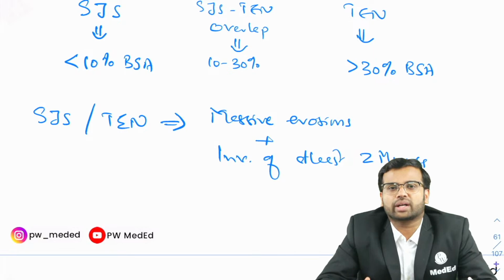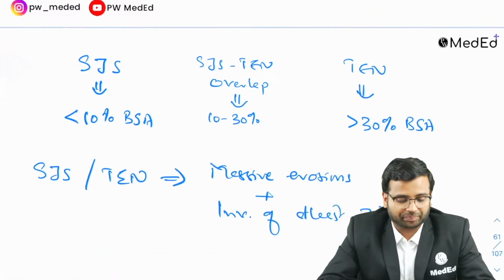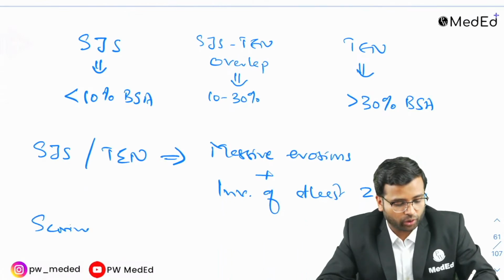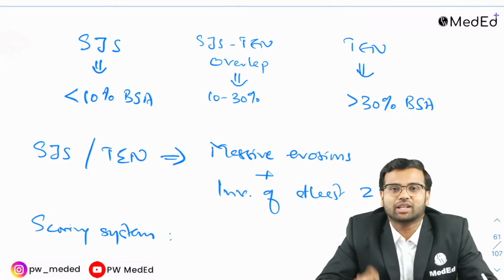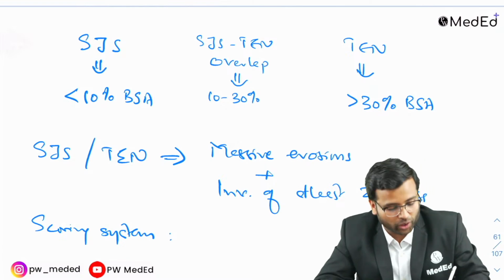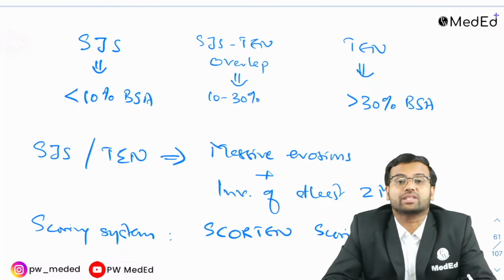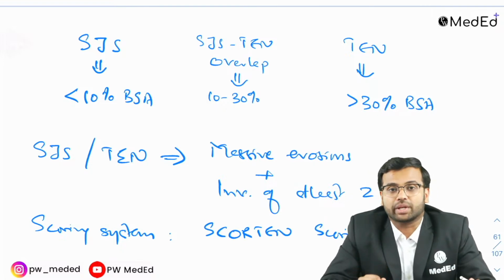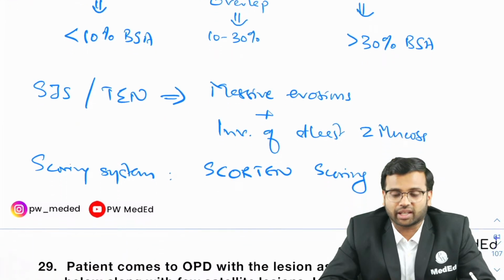Now, just to understand the prognosis of the patient, do we follow any kind of scoring for patients of Steven-Johnson syndrome or toxic epidermal necrolysis? What is the scoring system for prognosis? It comes with a very specific name. It is SCORTEN scoring. SCORTEN scoring is done to assess the prognosis of a patient with toxic epidermal necrolysis. Fine, so that is all about TEN and SJS.